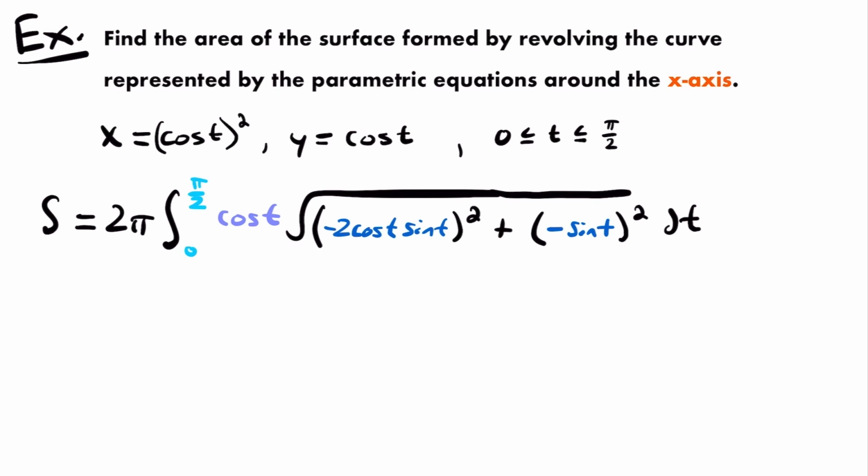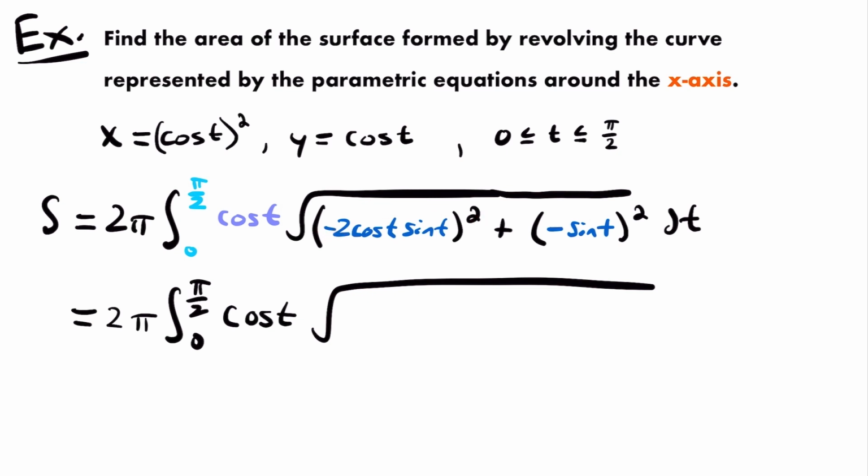All right, so if we do all that, this will be equal to 2 pi times the integral from 0 to pi divided by 2 of cosine t times the square root of negative 2 squared, which is 4, times cosine squared t, that will be cosine squared t, times sine t squared, which will be sine squared t. And then we'll add that to negative sine t squared, which is just going to be positive sine squared t, right? When you square a negative value, it becomes positive. So we're just going to have positive sine squared t, and then dt.